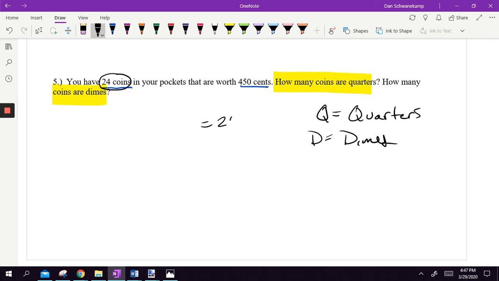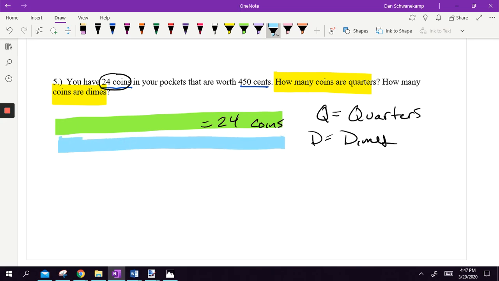We're looking for some totals. 24 coins. Boom. So my top equation is all about coins. I'm going to write a second equation. My second equation is going to be all about, what's my other total? 450 cents.